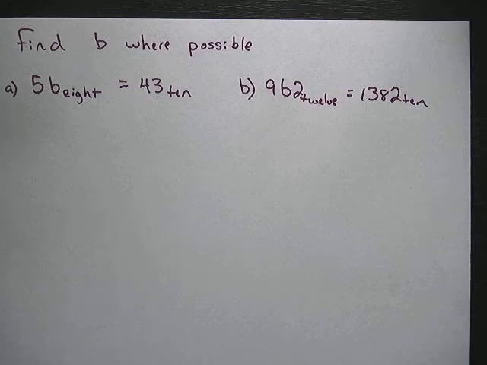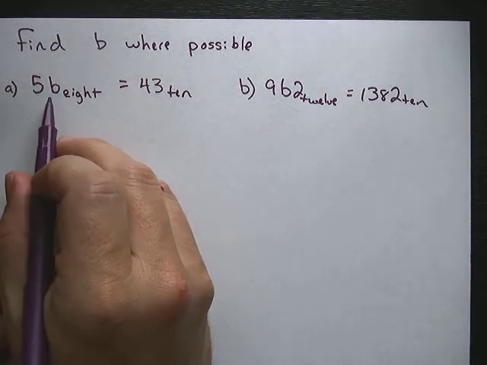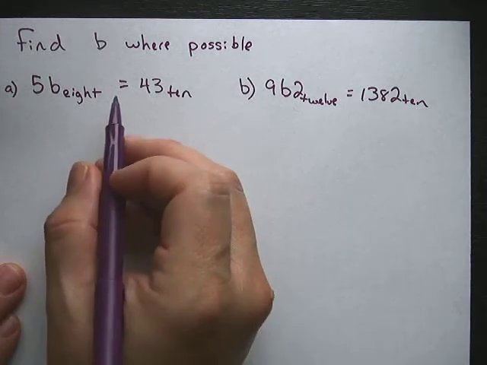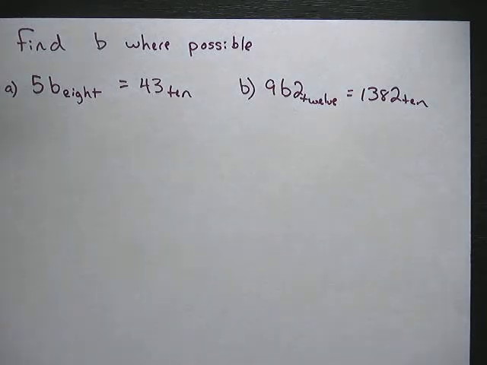On this problem, we're asked to find b where possible. We're given some numbers in some different bases, so let's look at a. We have 5b in base 8 equals 43 in base 10. Okay, so 43 in base 10 is just 43, common counting. So you don't have to write the base 10, but that's just pointing out that we are in different bases here.